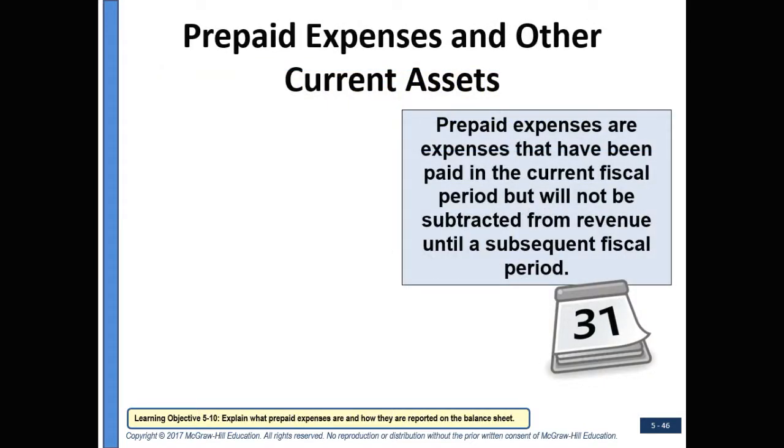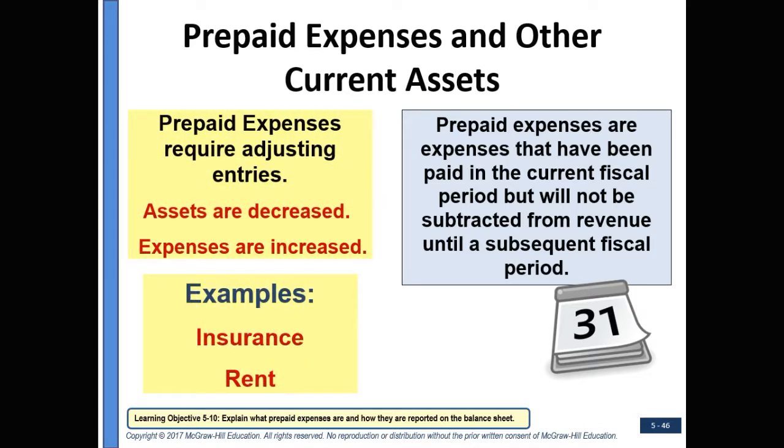The next asset that we want to talk about is prepaid expenses. So these are expenses that we paid out money for in the current fiscal period, but we have not used all of whatever it is. It will continue to cover us into another period. We have some prepaid expenses that require regular adjusting entries. And when that occurs, the assets decrease and the expenses are increased. Common examples are insurance and rent.